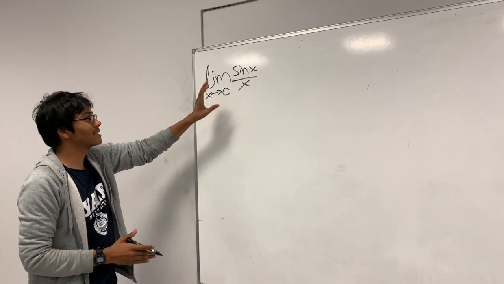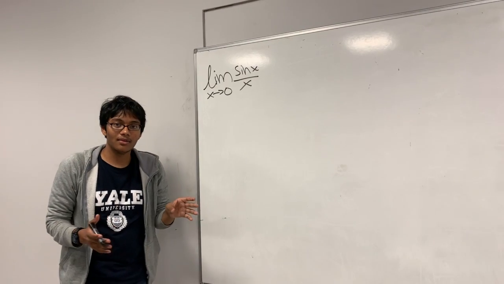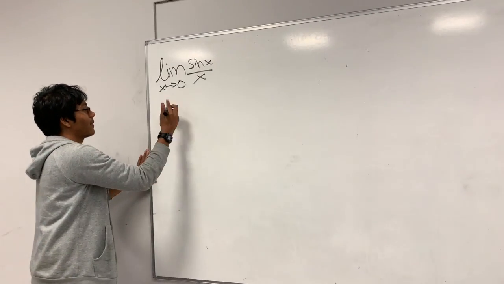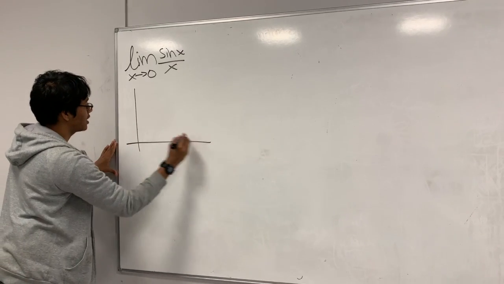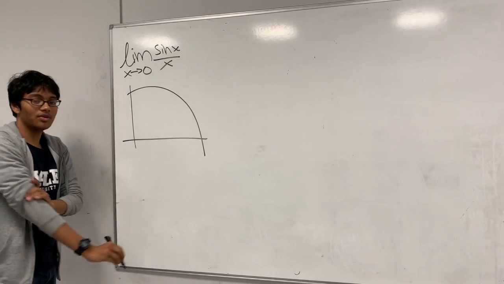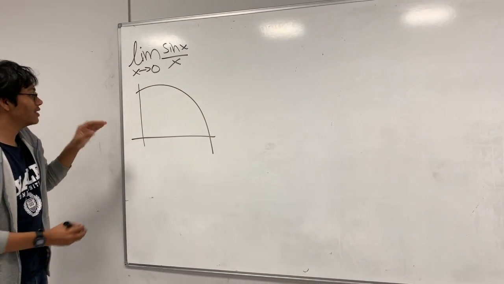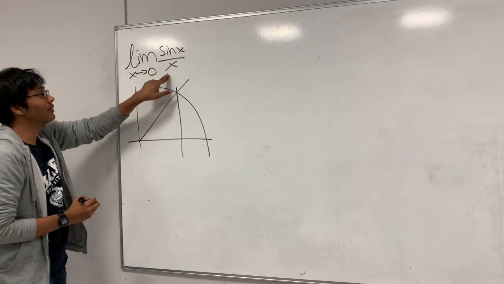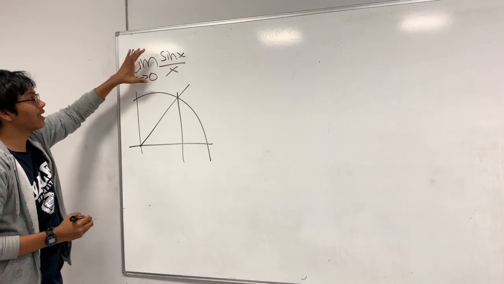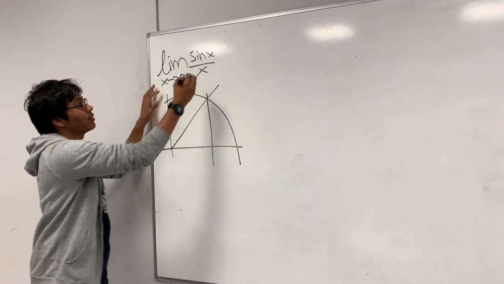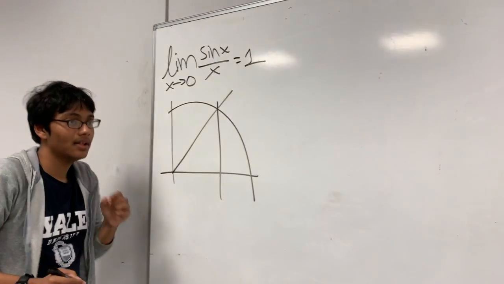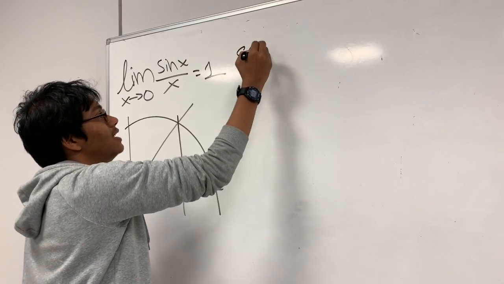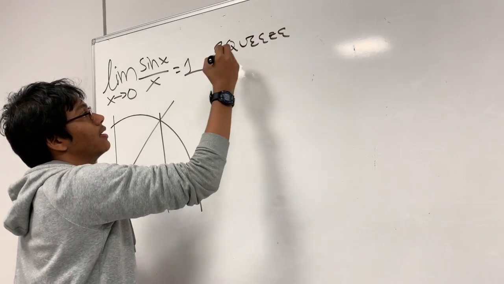Now, how do we look at sine of x geometrically? Remember, where does sine of x come from? It comes from the unit circle, and that's where we're going to go back to, the good old unit circle. So we have the unit circle here, and today we're going to prove that the limit of sine of x over x as x approaches 0 is equal to 1. How are we going to prove it? We're going to use something called the squeeze theorem.